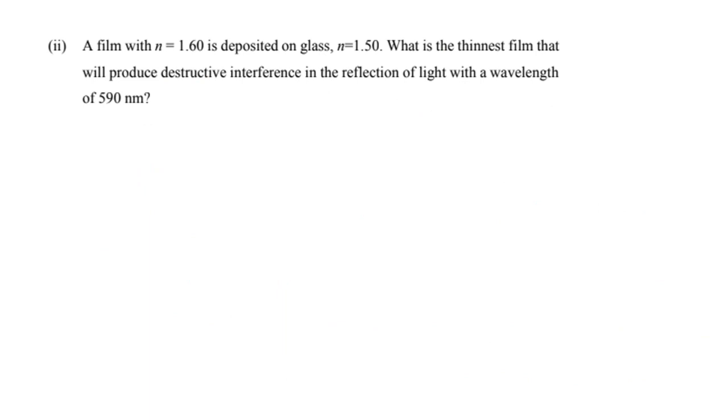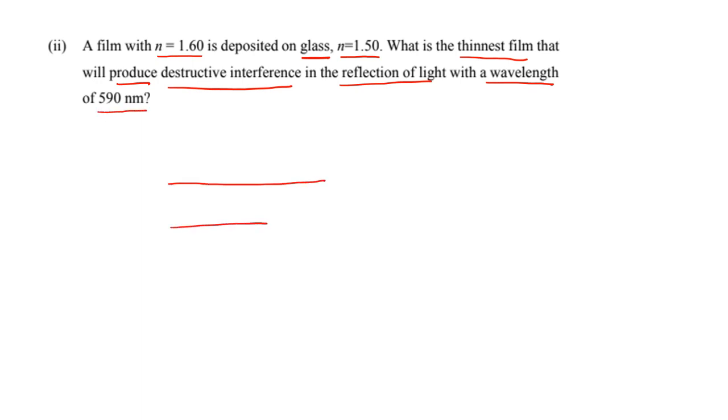7.2, a film with n equals 1.60 is deposited on glass, n equals 1.50. What is the thinnest film that will produce destructive interference in the reflection of light with a wavelength of 590 nm? Okay, so let us sketch a diagram. Here is the thin film, n equals 1.60 with thickness t. Okay, and then on top of it is air, n1 equals 1. And here is the glass, n2 equals 1.50.